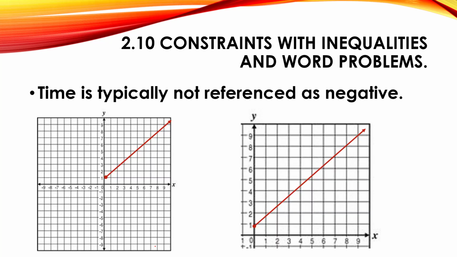Time is typically not referenced as negative. We talked about that just previously. So since time is not reported as negative, which graph makes sense to use? Yeah, that's right. The graph on the right. We only need to worry about quadrant 1 if we're not referencing a negative value for time. So this is where you can allow your restraints to help restrict how much you need to graph.